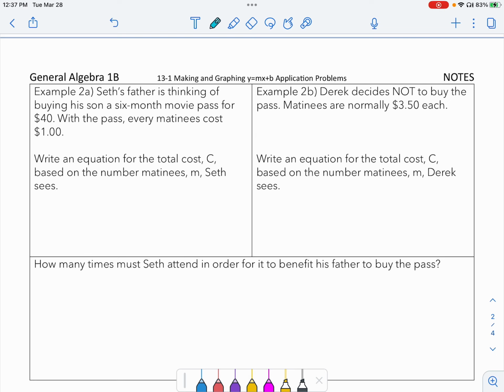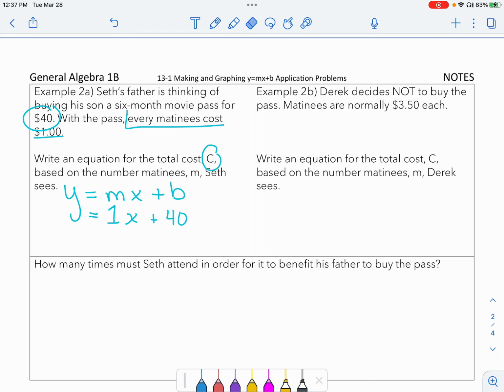So let's start with our y equals mx plus b, and then we'll change out our variables as we go along. So the slope is the one that happens every matinee. So that's your $1 for every matinee. So that's your 1x. And you see how it says every is $1. The 40 is your initial cost, and that was a $40 cost just for buying the pass. And that equals y. Now, like we said, we're going to switch out y and switch out x. They want the total cost to be C.